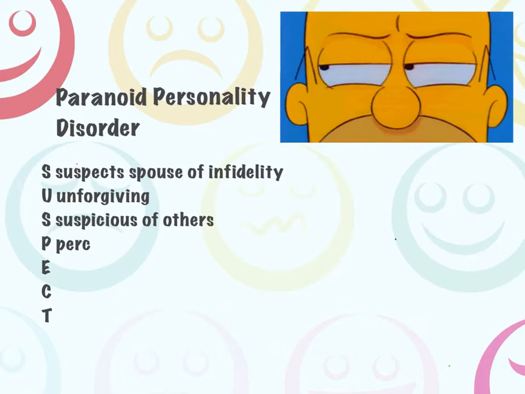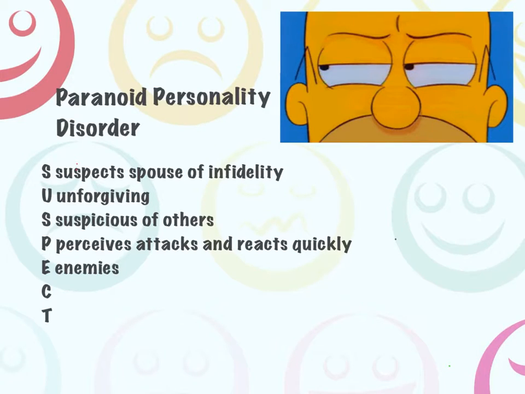Perceives attacks for P. So everything they think, they react quickly. Every time something is said, if there's a misunderstanding, they perceive it as a personal attack. E is enemy or friend. They think that the people that they work with are all enemies unless they declare themselves as loyal friends. But they suspect associates and friends of working with the enemy.